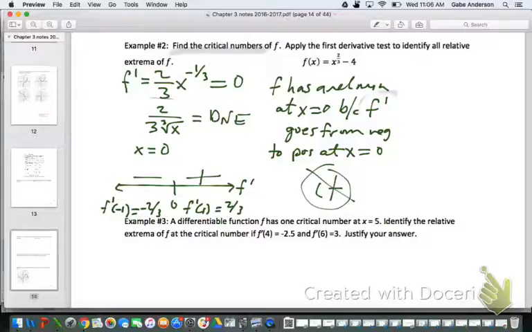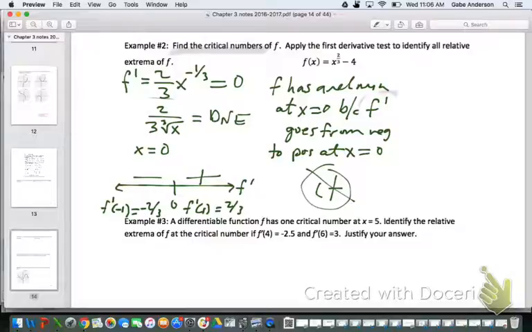Okay, take a look at example 3. I would say that examples 1 and 2 are somewhat algebra heavy, and examples 3 and 4 coming up are a little more conceptual. And I like both. I would think that you'd want to be ready for both. But I like the conceptual ones because I can assess you pretty quickly and easily in a short amount of time. So please read with me example number 3.